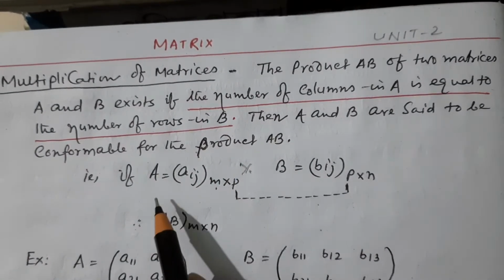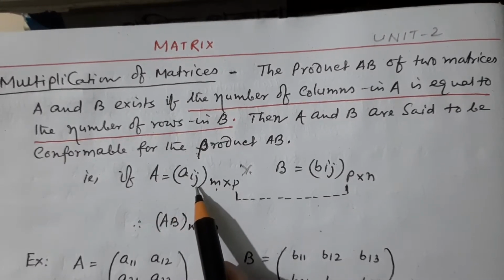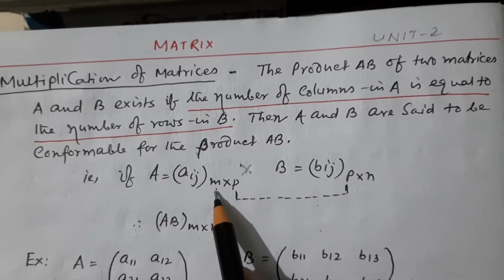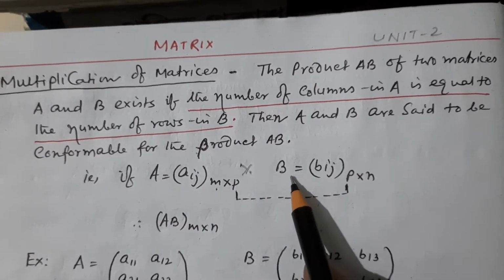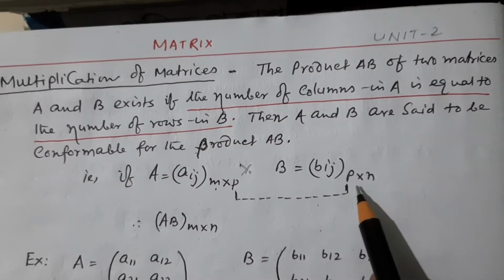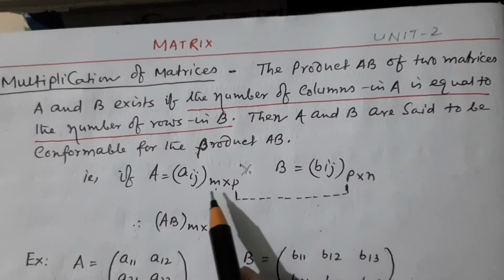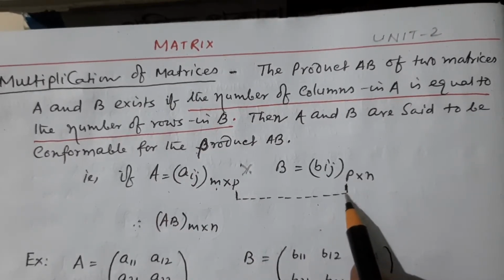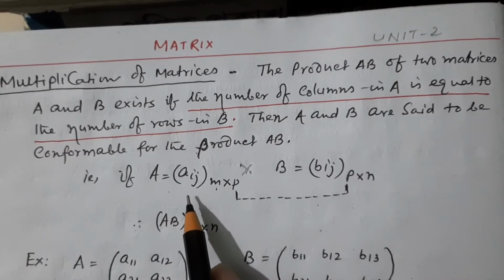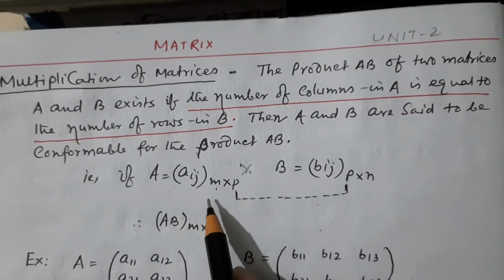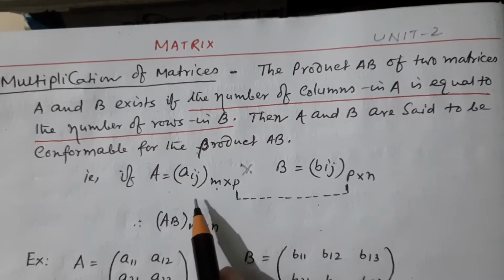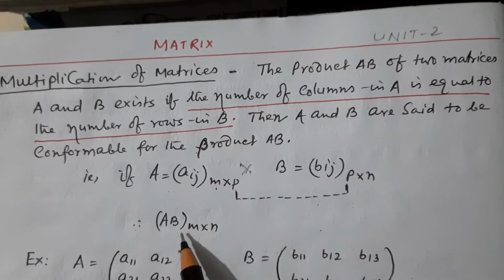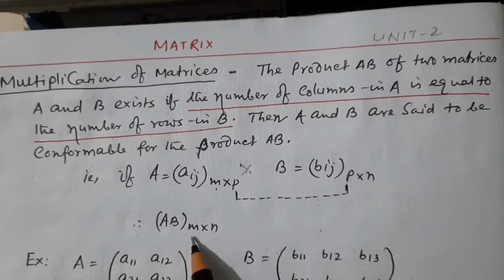That is, if A equals Aij, M cross P, that is, A is a matrix of order M cross P, and B is another matrix, Bij, whose order is P cross N. Here the number of columns of matrix A is equal to the number of rows of matrix B, so the product of these two matrices is eligible. That is, we can multiply A and B. Therefore, we get AB, a matrix whose order is M cross N.